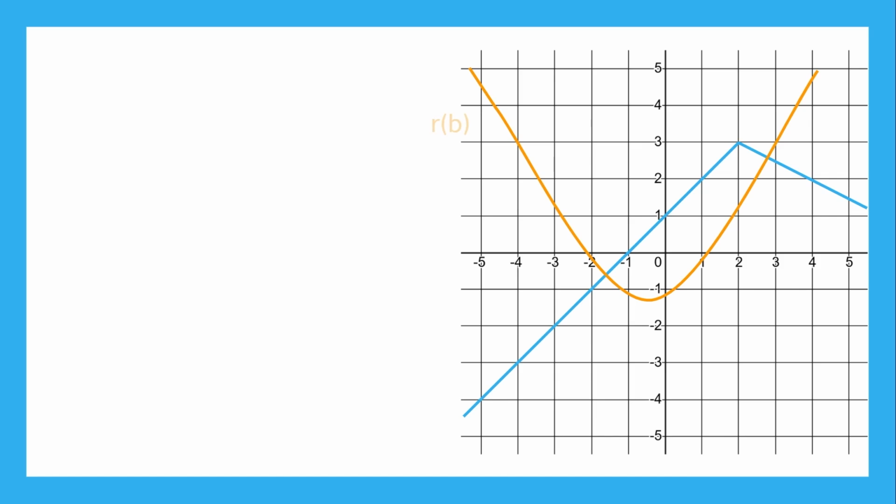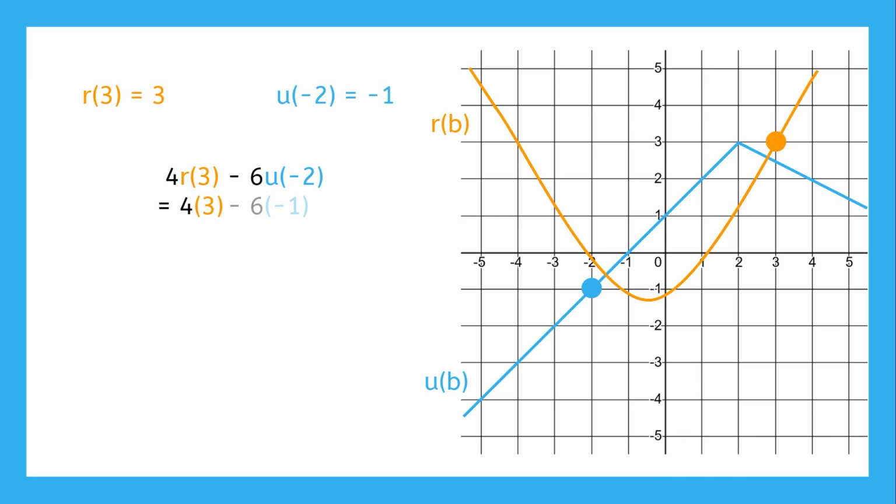So this time, let's say that the orange function is r and the blue function is u, both based on the same variable b. We want to know what 4 r of 3 minus 6 u of -2 is. The first and most important step is evaluating the functions at those inputs. Here's the point representing r of 3, which has an output of 3. And here's u of -2, which is an output of -1.